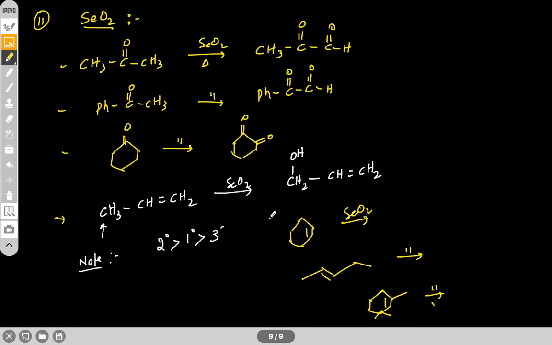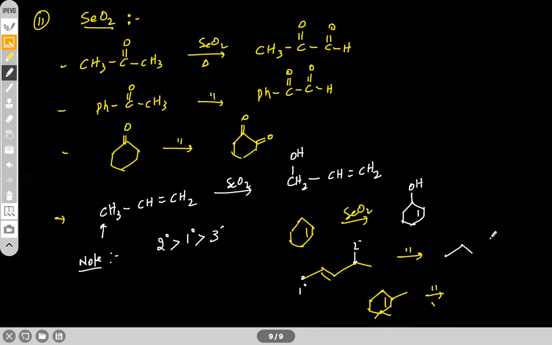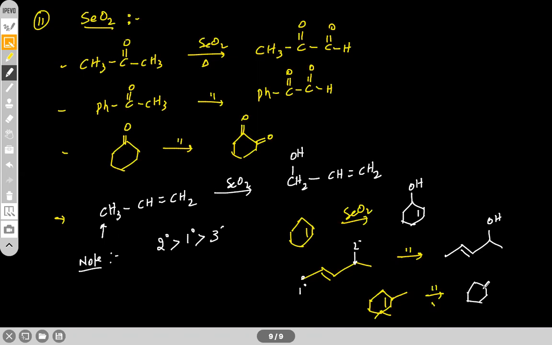Both allylic carbons are 2 degree. So anywhere you attach OH, this won't make any difference. OH is the answer. This one is 1 degree, but this one is 2 degree. For 2 degree, the rate is more. So the product of this would be this, OH. This one, the reaction takes place at the secondary carbon, OH, and this.